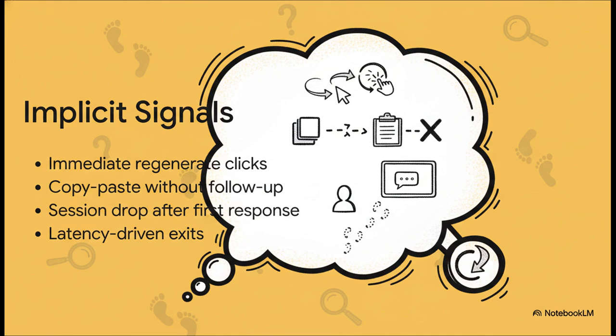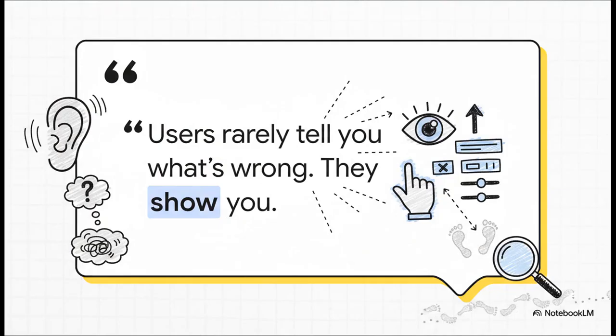That tells you the answer probably wasn't useful. These little actions, session drops, rage clicks, bailing because it's too slow, this is pure, unfiltered feedback at scale. This is where the gold is. And this quote just nails it perfectly. You should write this down.